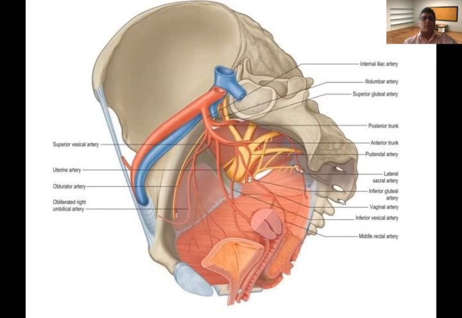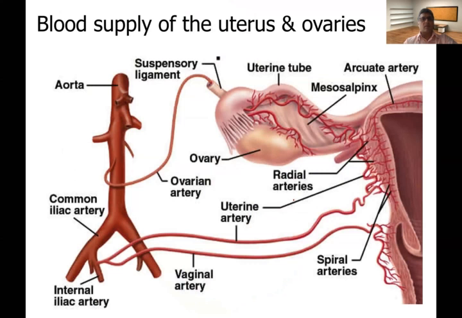So you can see the anterior and posterior divisions here, and the 9 branches of the anterior division. I will not go into the details of that, and the 3 branches of the posterior division. Now you can see the uterine and vaginal arteries here. Okay, uterine and vaginal arteries. We'll come back to it. Okay, so here it is.